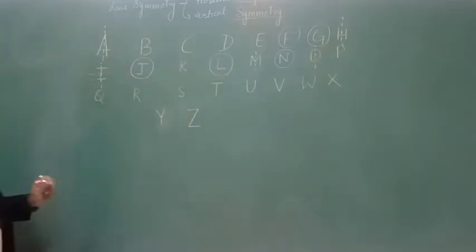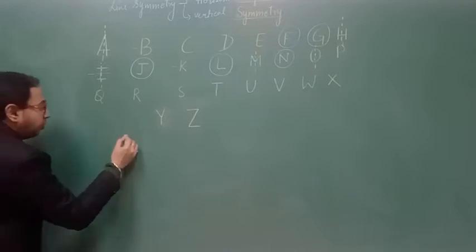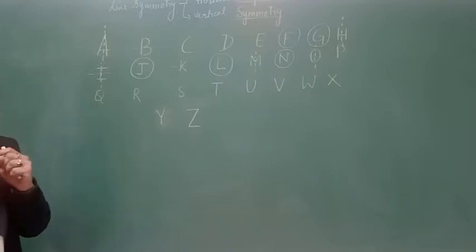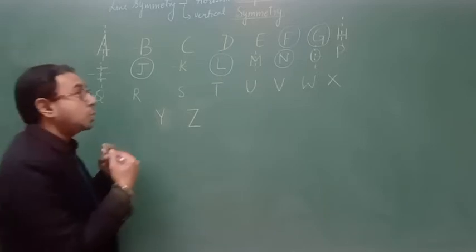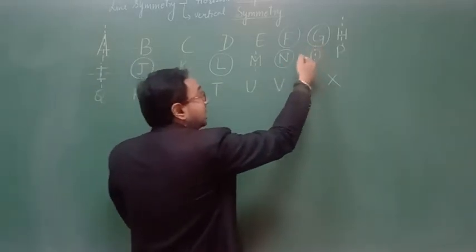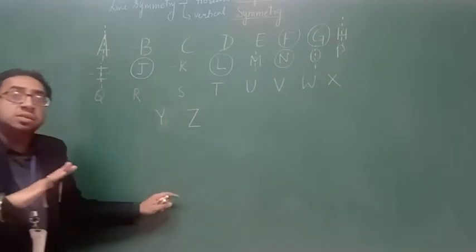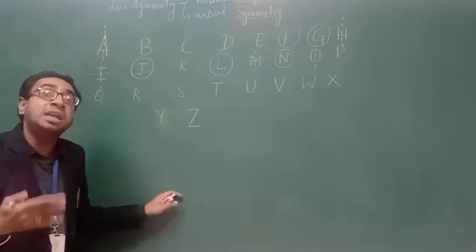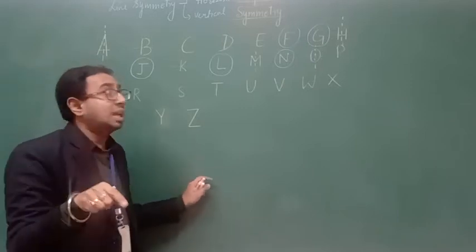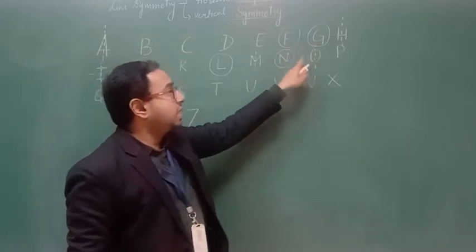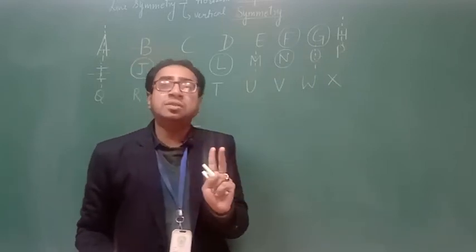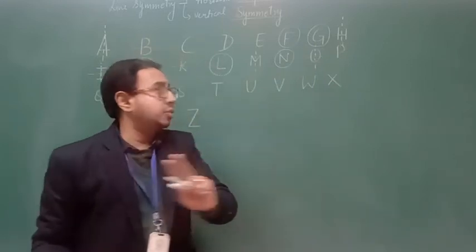Now you might think O looks like a circle. No. If I talk about the shape of O, it's oval shape, not circular. So when we talk about oval shape, we'll be having horizontal and vertical. So don't consider O as a circle, and considering a circle, don't say that it has infinite lines, but it has two, that is vertical and horizontal. That is why O as a letter is having two lines of symmetry, vertical and horizontal.